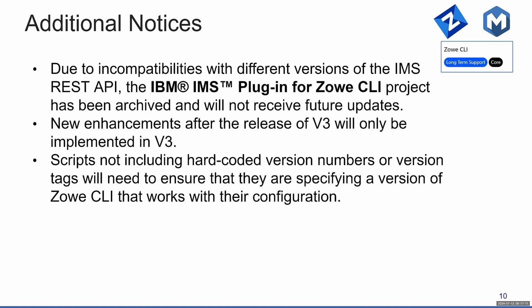And finally, scripts that don't include hard-coded version numbers or version tags for Zowe npm install commands will need to ensure that they're specifying a version of Zowe CLI that works with their configuration. Essentially, if your script installs Zowe CLI, when Zowe v3 goes live, the npm install @zowe/cli command will install the latest LTS version of Zowe CLI, which would be v3, which won't support v1 profiles. So if you have v1 profiles, your scripts would not work properly unless you explicitly provide a version tag for the npm install command.